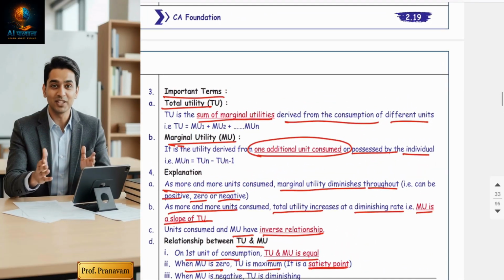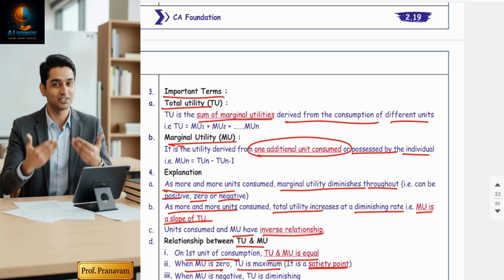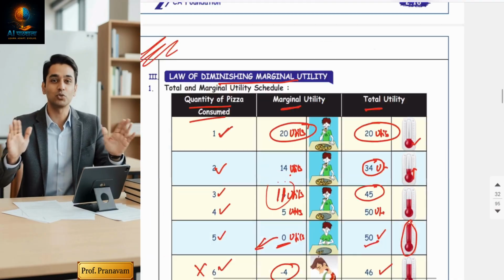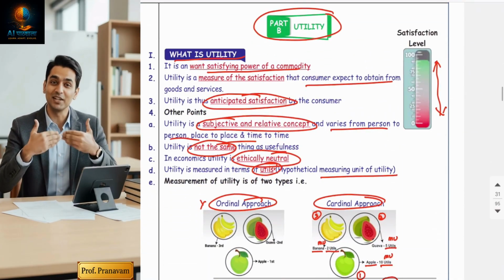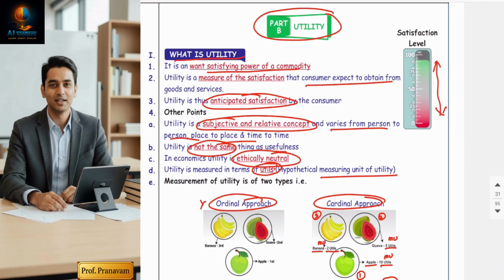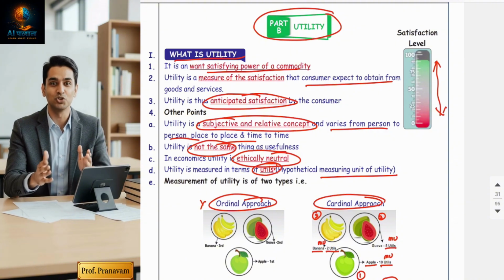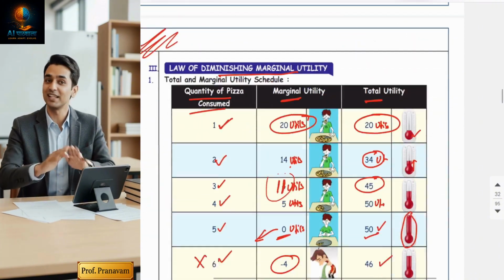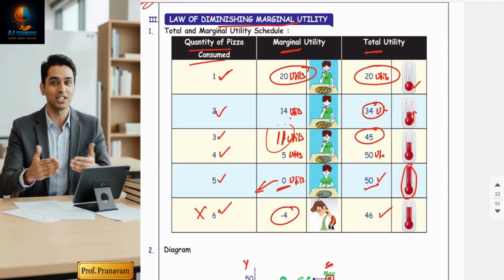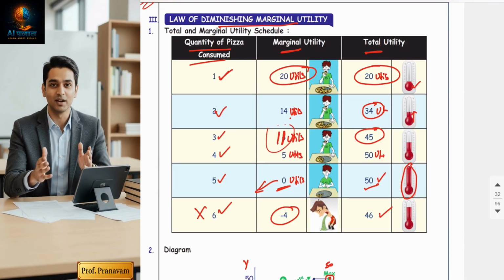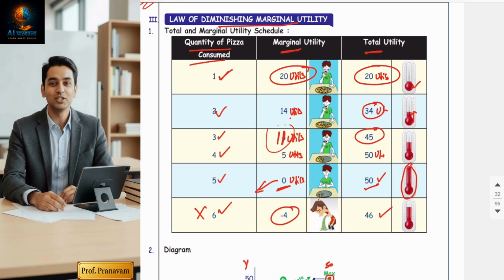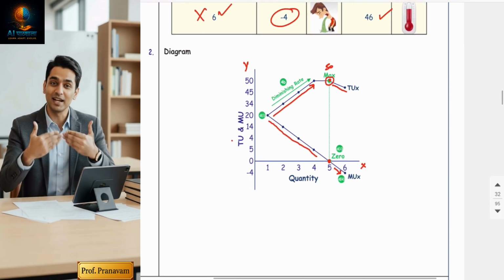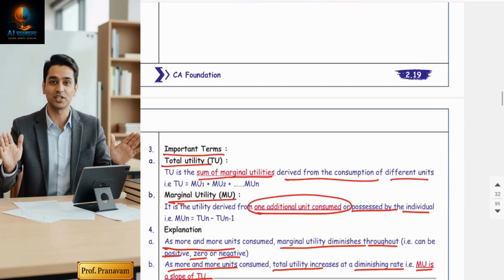So, finally, a speedy recap, in 5 to 6 points. What is utility? Utility is basically a want satisfying power. It is a relative, subjective concept, and ethically neutral, right? What is the logic behind this table? Now, MU falls as more and more units are consumed. When MU is zero, TU is max, and when MU is negative, TU falls, right?